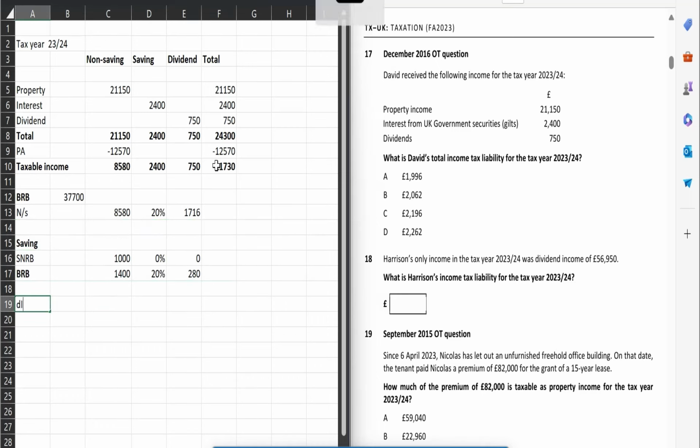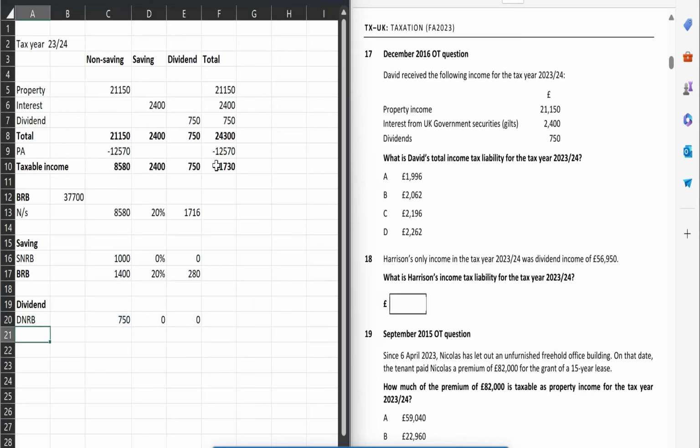Then we have dividend. For dividend, there is also a nil rate band available, irrespective of the individual position of the taxpayer, whether he is a basic rate, higher or additional rate taxpayer. He or she will always be entitled to this 1,000 nil rate band. But David is only having 750 income.